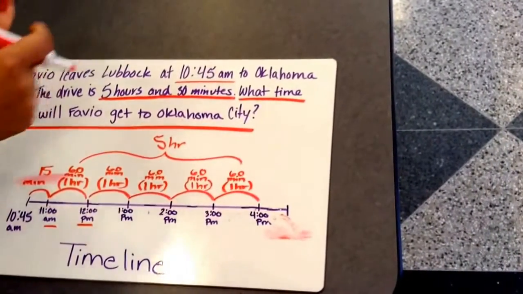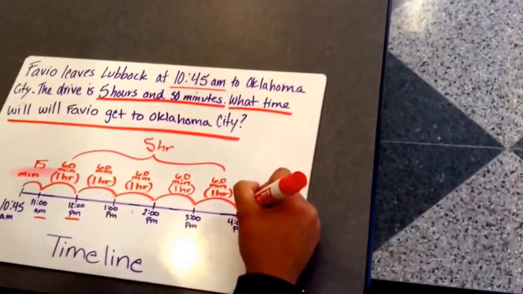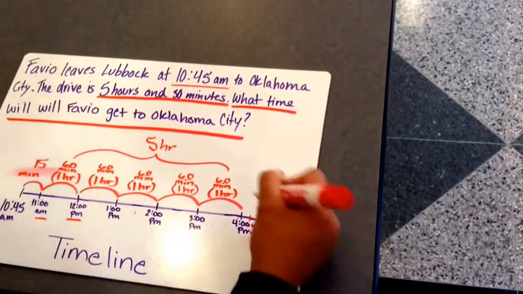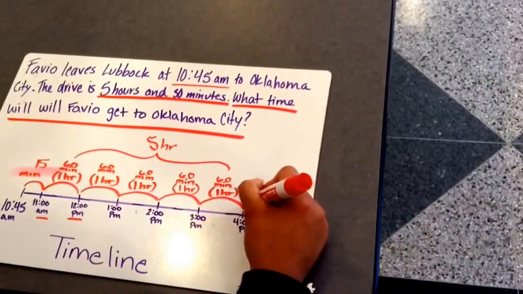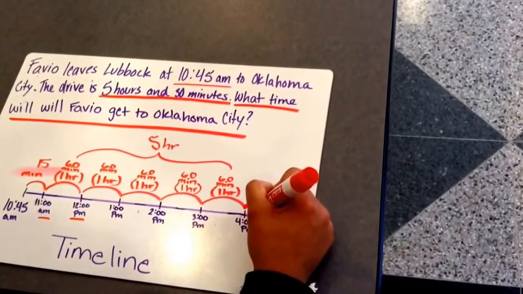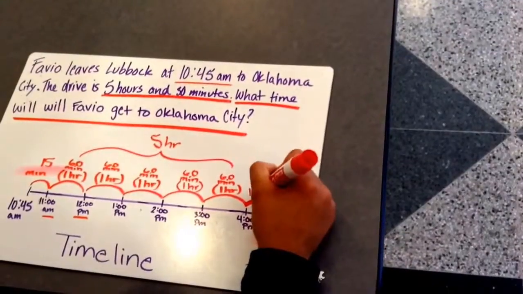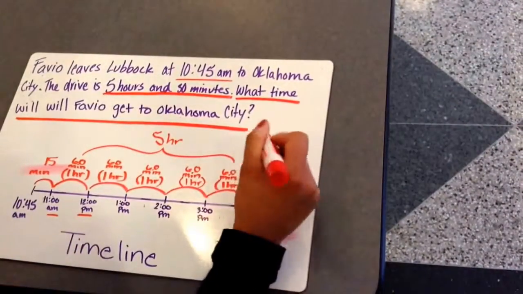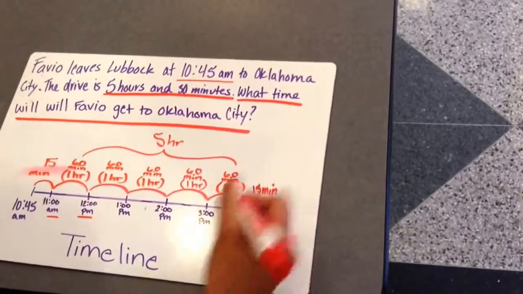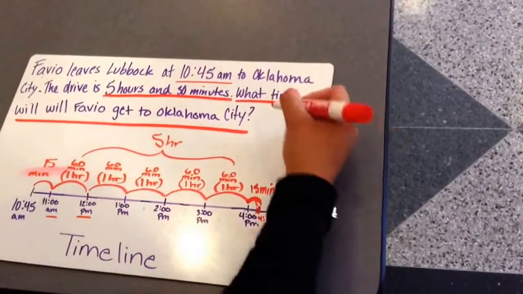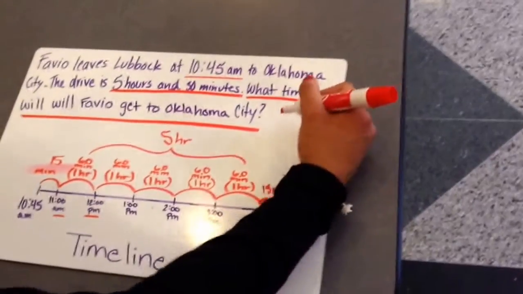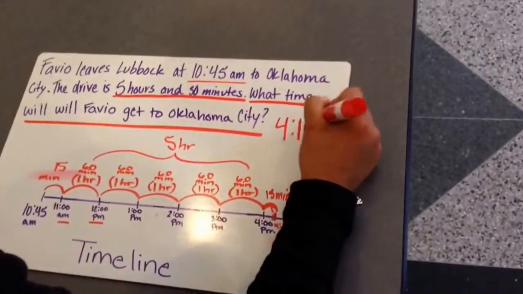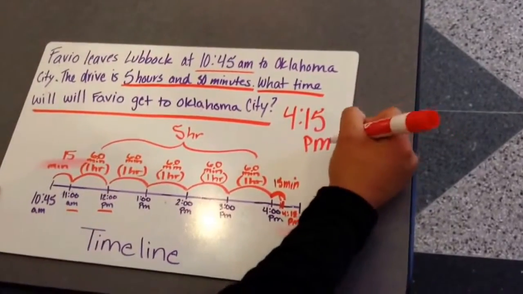Okay. So another 15 minutes would be 4:15 p.m. And here we have right here, 15 minutes. So if we add the 15 and the 15, that would be 30 minutes. So the time Fabio gets to Oklahoma after leaving at 10:45 and after driving for 5 hours and 30 minutes, the time would be 4:15 p.m.